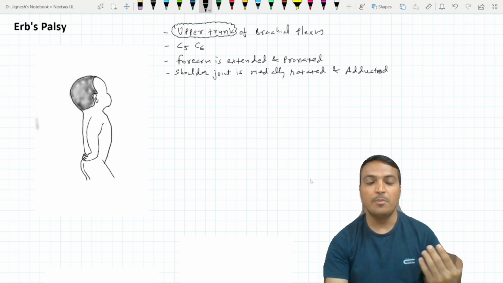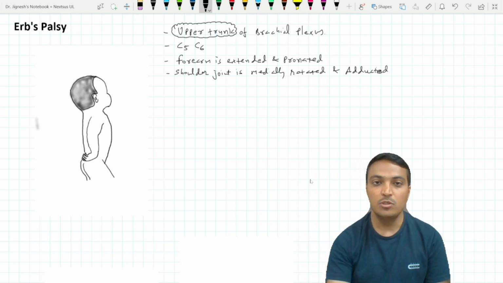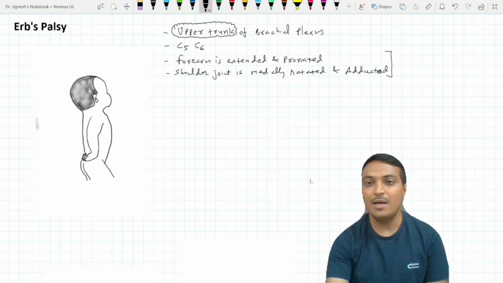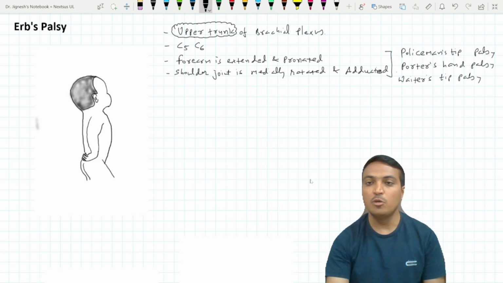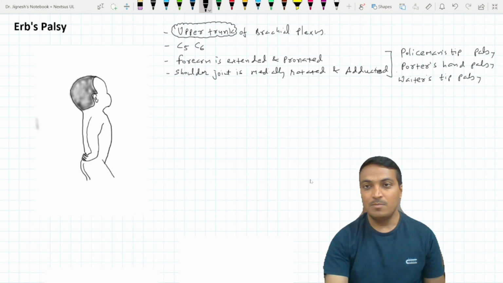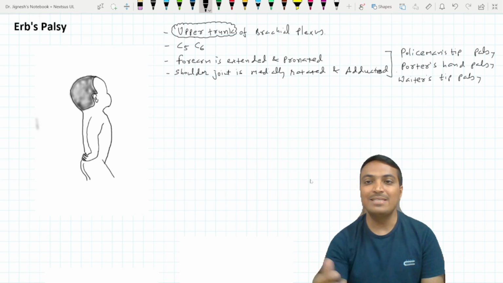It is also called the policeman's stiff hand, or the waiter's stiff hand palsy, or the porter's hand palsy. So the other three names of the Erb's palsy are the policeman's stiff palsy, porter's hand palsy, or the waiter's stiff palsy. Because of the appearance of the bribe taken by the policeman or the waiter, that's the palsy. It is also named as the policeman's tip or the waiter's tip palsy or the porter's hand palsy.